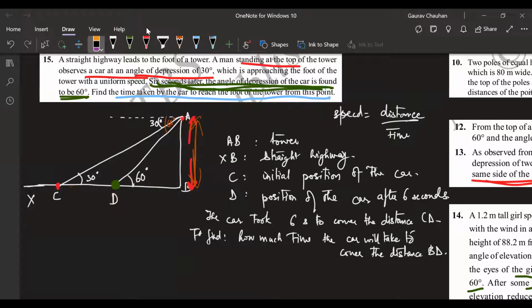The only thing is, I'll not be able to write the side length directly. I'll have to write it in terms of something. So let me just take AB as H for now. I don't know if it is going to be excellently useful, but let's take AB as H.